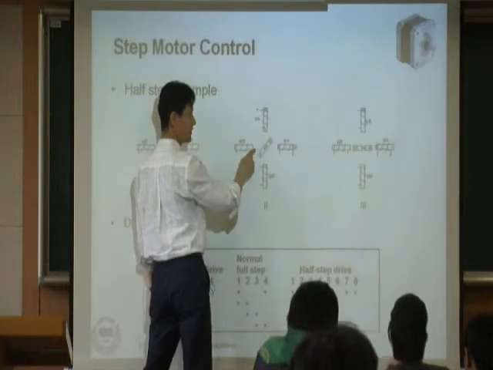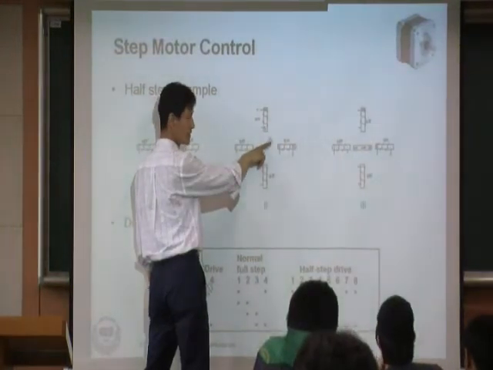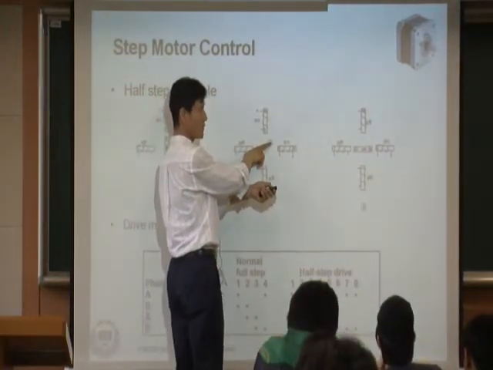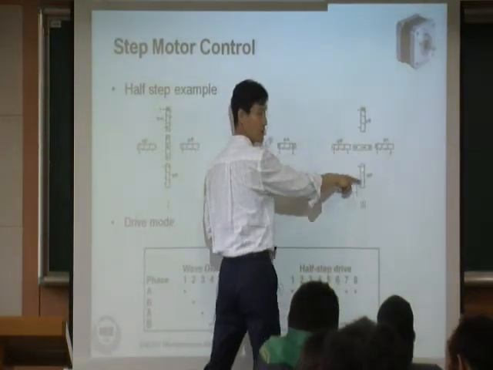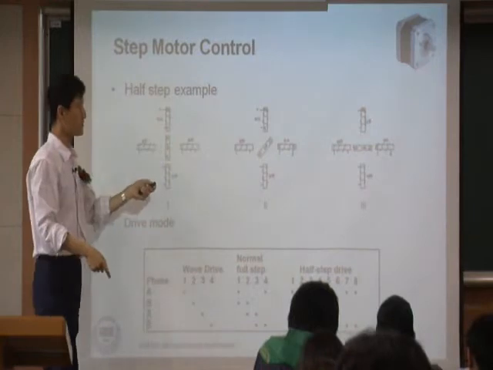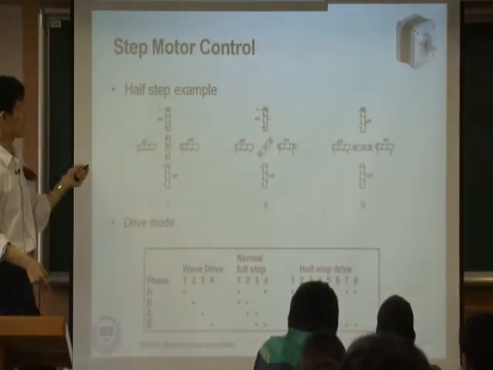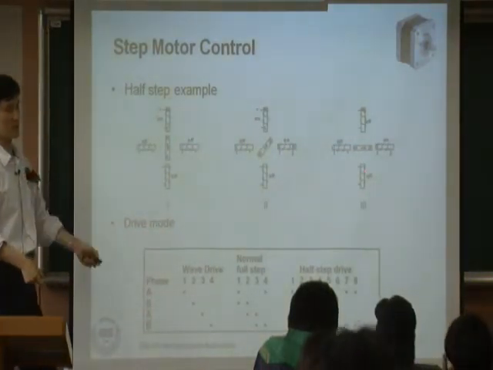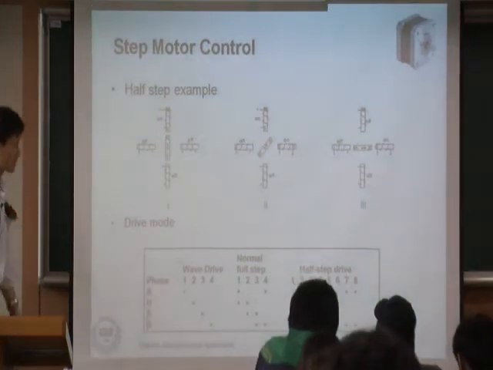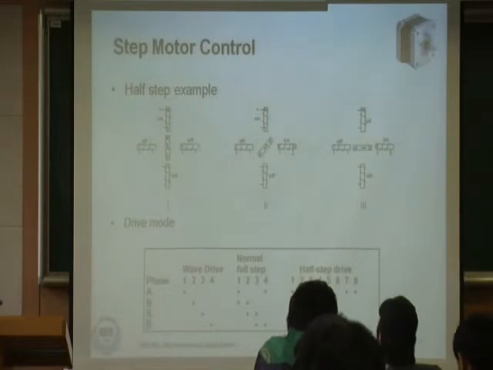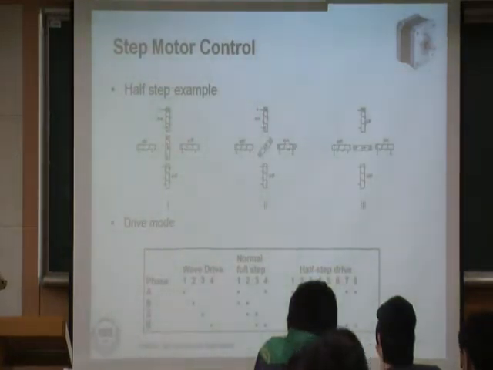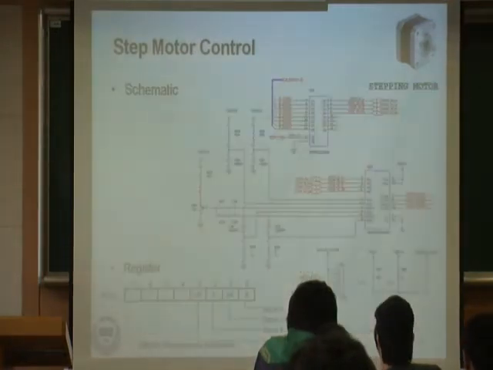Because these 2 are on, these 2 are off, right? Like this. And next time, you turn off this one. So it's again going like this, right? So in this case, it's 45 degrees every time. That's why we call this half step, 45 degrees. So this basically shows you an example of how to run the step motor.